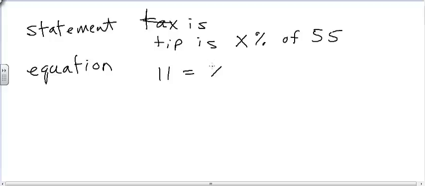Now, X% is what I want, so that's unknown. Of is interpreted as a multiplication sign, and 55 is 55. So I'm left with the equation 11 equals 55x.